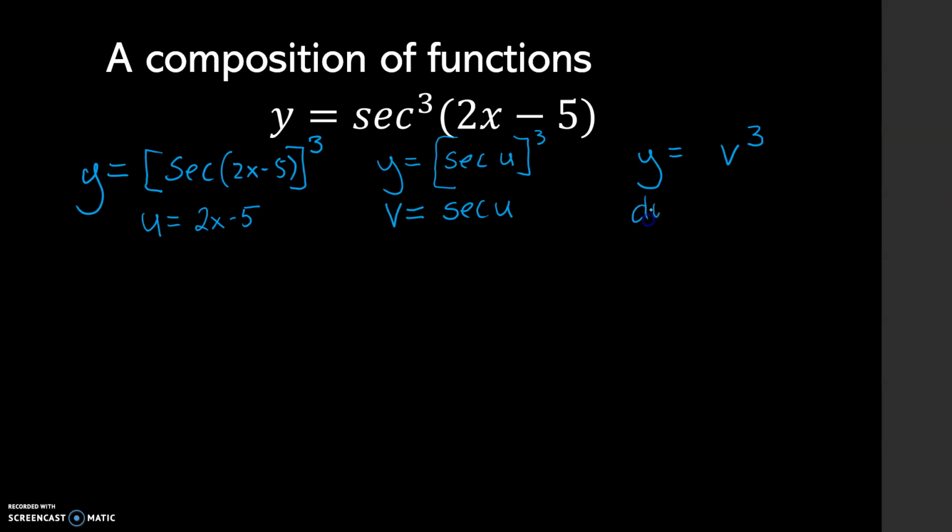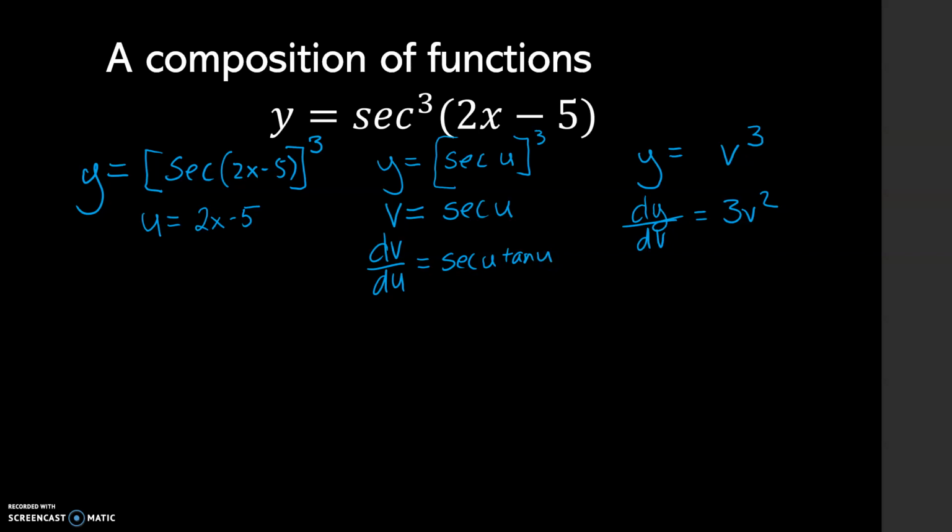And so let's write that. dy/dv is equal to 3v squared. So that's kind of the derivative of what we started with. But we expected the derivative of secant cubed of 2x minus 5 to have a bunch of x's in it. Can you get a derivative dy/dx out of dv? Well, yeah, kind of, but I need to have a dv in a numerator to divide out. Let's get that in the middle. dv/du, the derivative of secant of u, is going to be secant u tangent u.